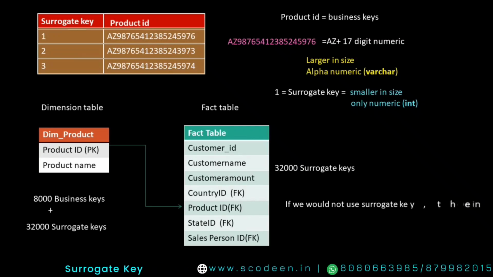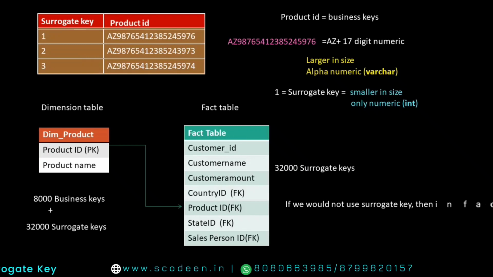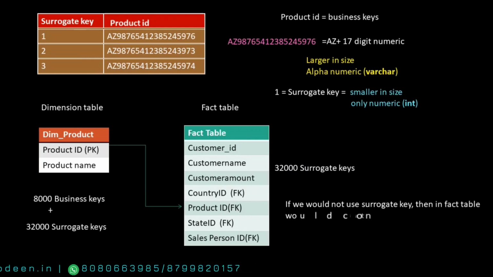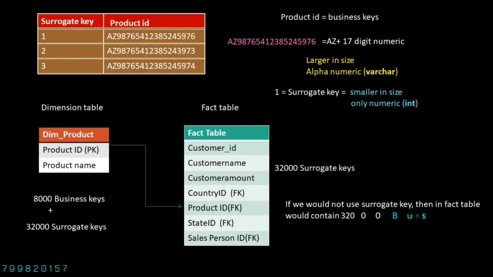So now the conclusion point is, if we do not use a surrogate key in the fact table, then what will happen? That means 32,000 business keys we have to place, and this will create a major performance issue.